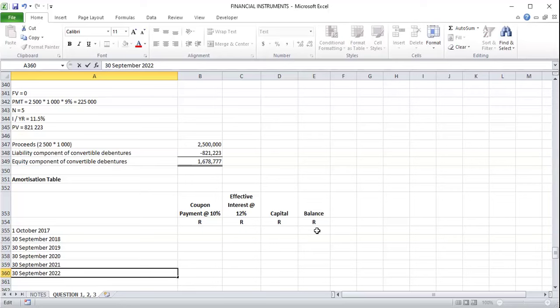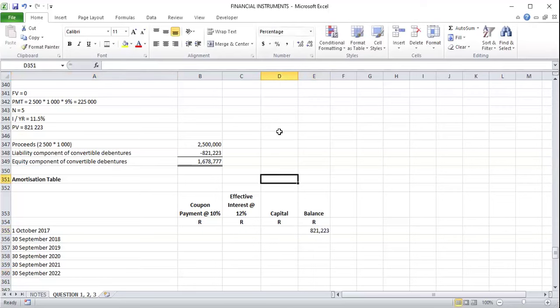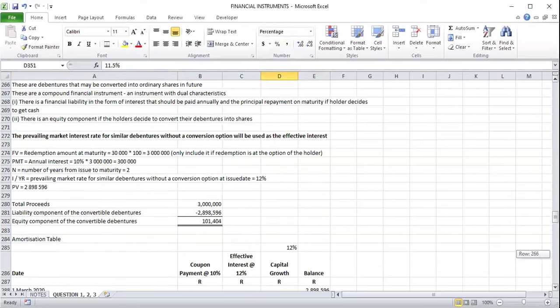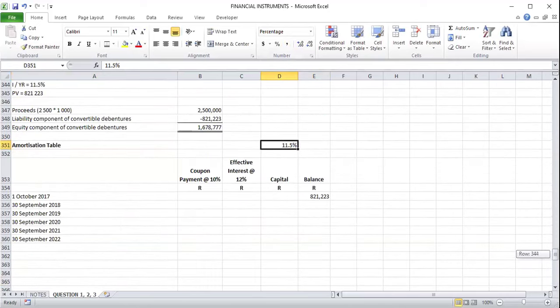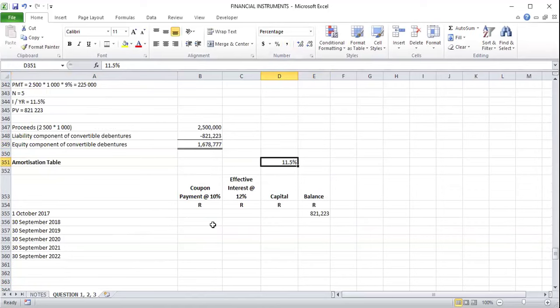Right. So we start with 821,223. That's our PMT. Our effective interest.